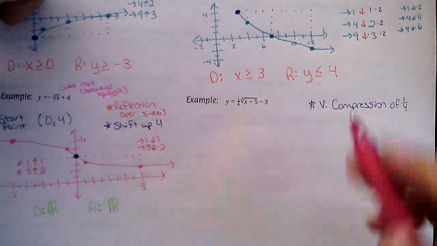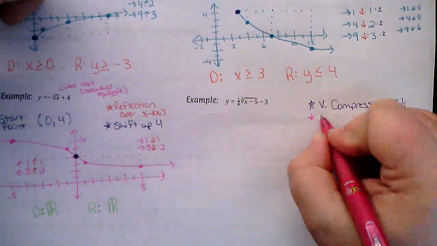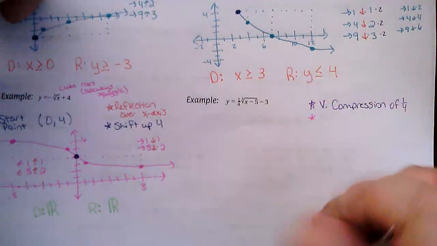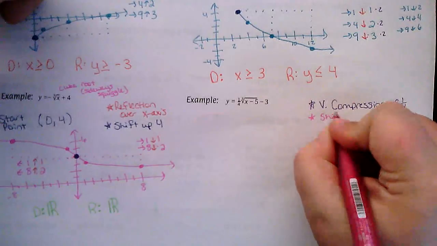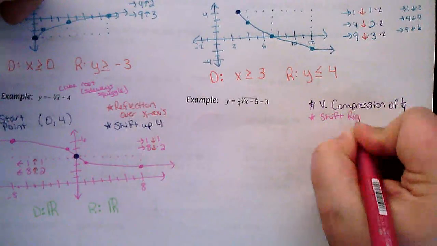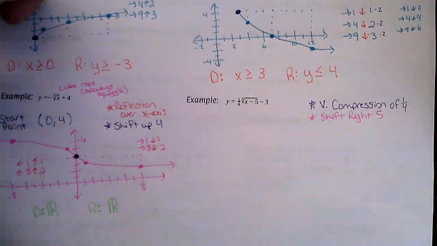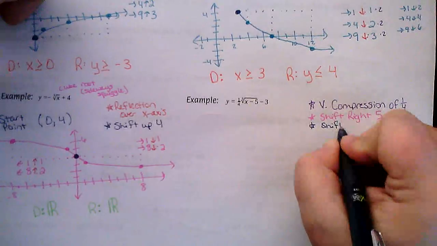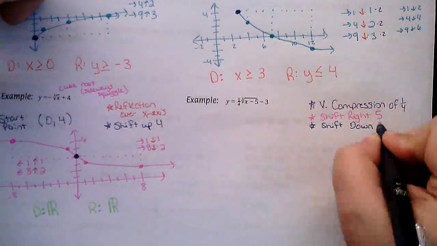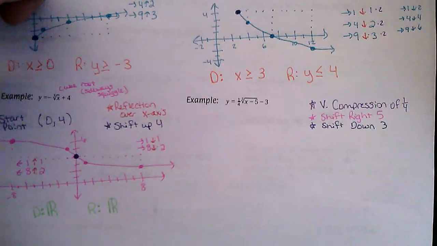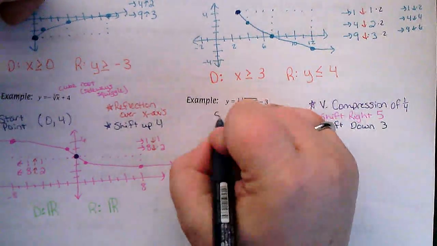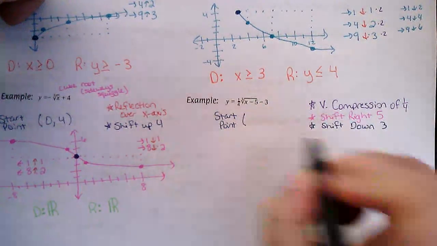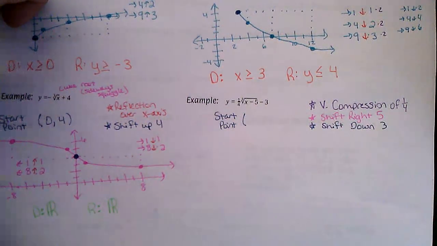Which one do you think it is? Hopefully you know that that is going to move us, a shift right 5. And then that -3 is going to shift us down 3. So 2 of those things mess with my start point. Which 2 mess with my start point? If you said the shifts, you're correct. The shifts mess with your start point.